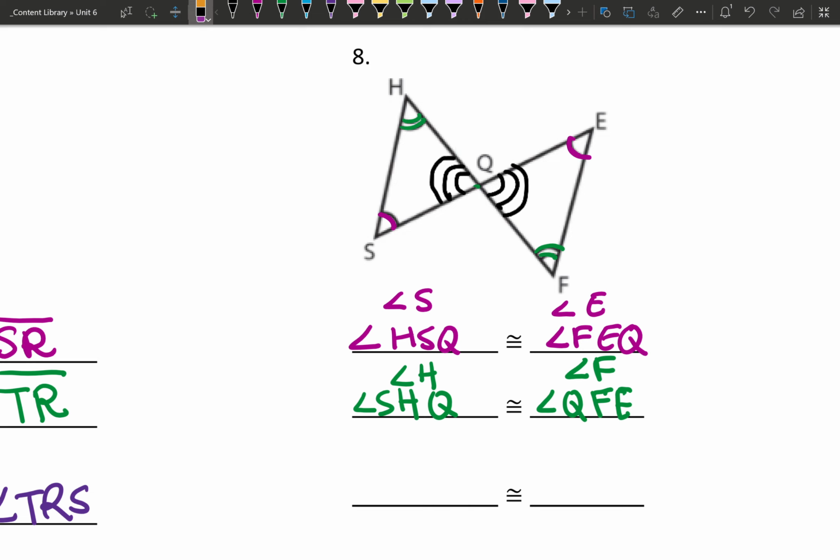Lastly, we have the triple angle that's in the middle. Now with these, we have no choice. We have to use 3 letters. The reason being, there are 2 possible angle Qs, and I need to be specific. For the triangle on the left, I will call this HQS. You can call it also SQH. For the triangle on the right, I'm going to call it angle EQF or FQE. Either way works as long as Q, which is the vertex, remains in the middle.